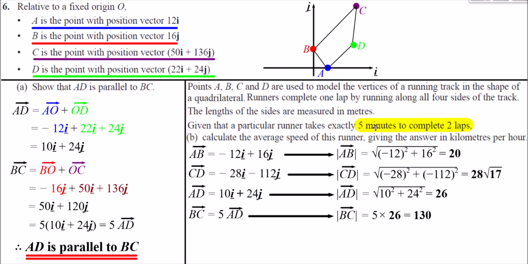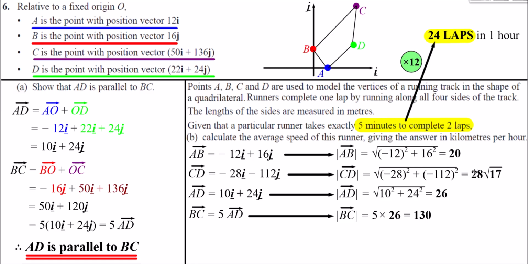5 minutes, 5 is a factor of 60, so I can quite easily scale this up to an hour. If this runner does 2 laps in 5 minutes, how many laps would they do in 60 minutes? Presuming this average speed is maintained, of course. I could multiply this by 12. 60 minutes is 12 times longer than 5 minutes, so theoretically the runner would be able to travel 12 times further. In other words, if I multiply this by 12, the same rate of speed would be that this runner could theoretically do 24 laps in a full hour.